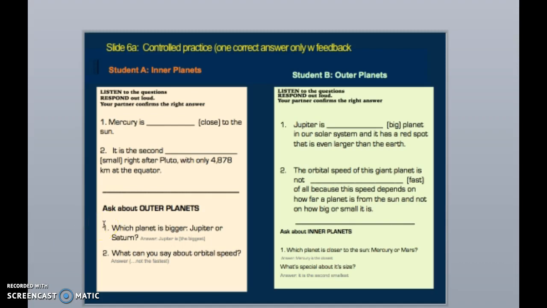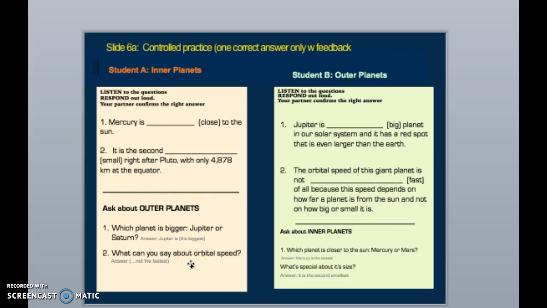Which planet is bigger, Jupiter or Saturn? B responds based on the text that had been previously read. Jupiter is the biggest planet in our solar system. What can you say about the orbital speed? The orbital speed of this giant planet is not the fastest of all, because this speed depends on how far a planet is from the sun and not on how big or small it is. The answer is not the fastest.